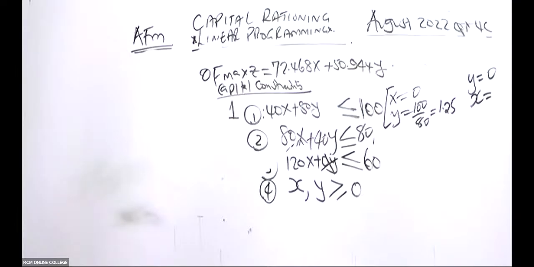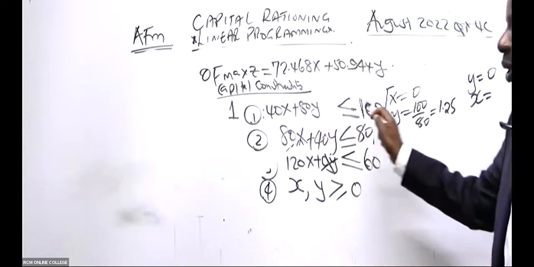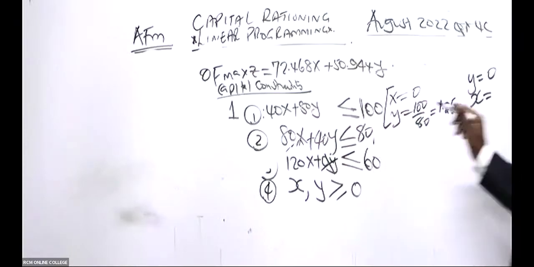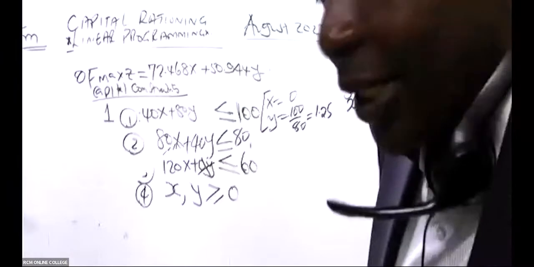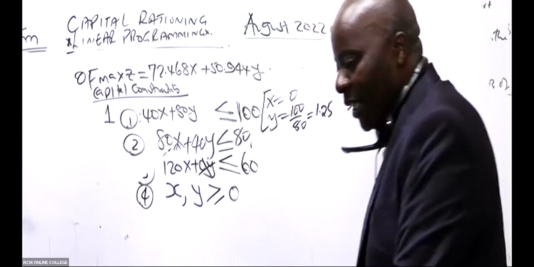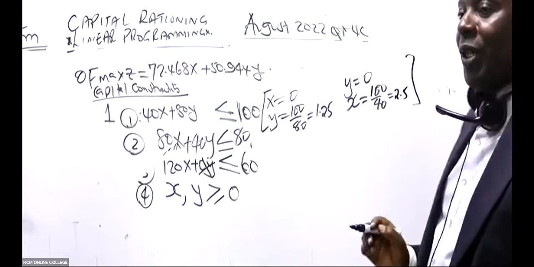So you see, when y is 0, this term disappears. So 40x will be equal to 100, meaning that x will be 100 over 40, which ends up giving us 2.5. So this gives us 2.5. Now we are through with the first constraint, isn't it?